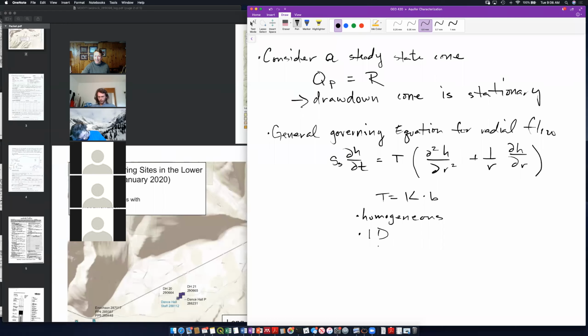All right. And in that case, Amanda, does it make sense to say it's isotropic or anisotropic? Yeah, not really. Doesn't matter. No, it doesn't matter, right? So we'll say it's isotropic, but it doesn't really make sense because it's 1D flow.